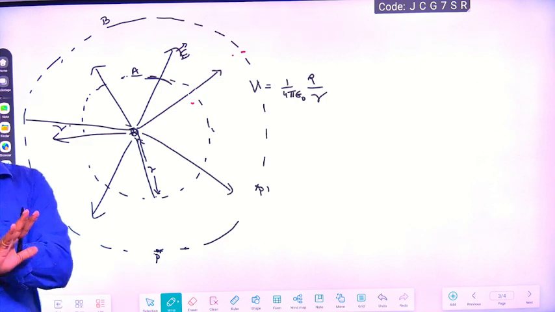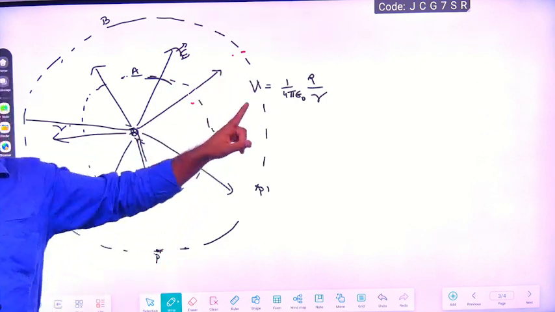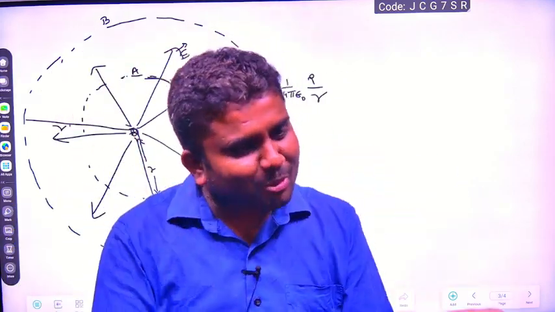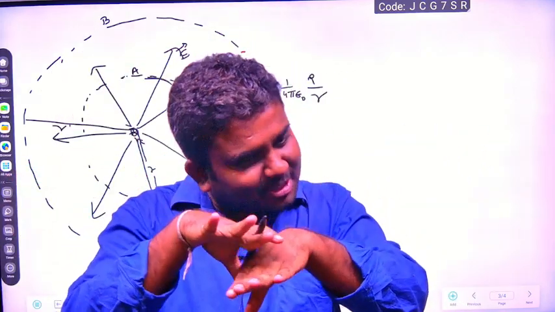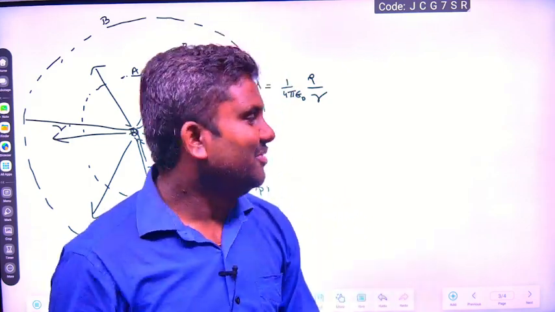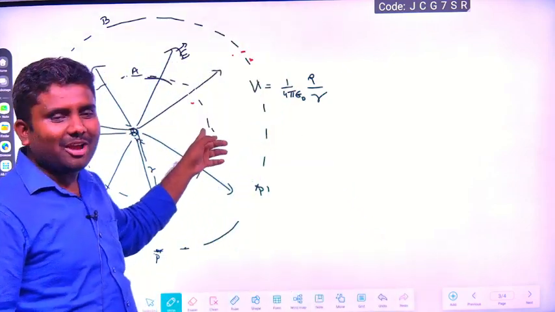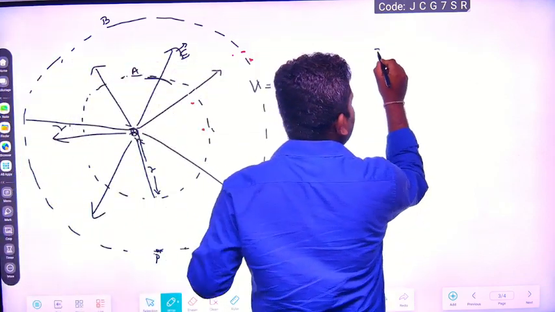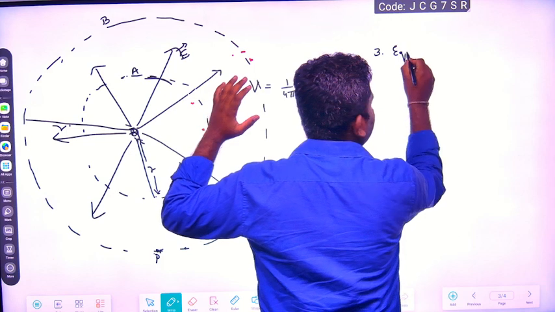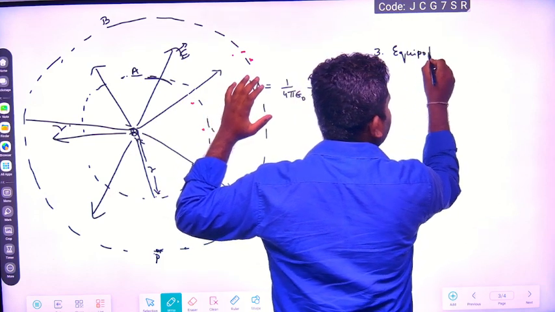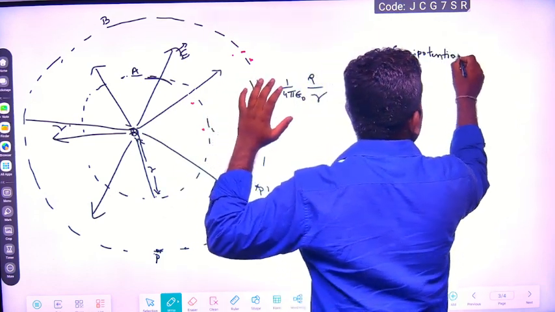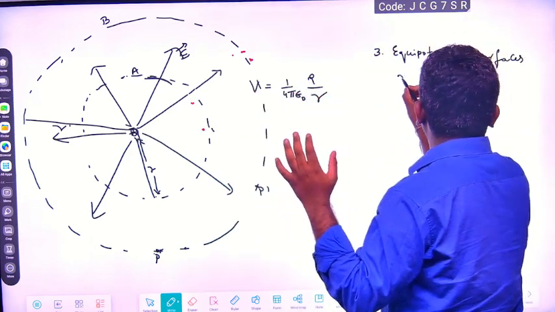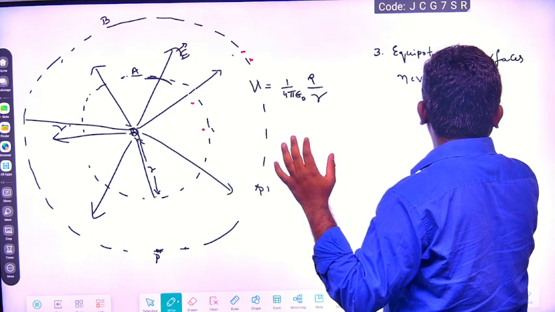Equipotential surfaces never intersect each other. If they intersect, what will happen? It's not possible. Equipotential surface means the same potential should be there. If two different potentials, is it possible to intersect? Not possible, they will have different potentials. Understood? So that is the third point you write. Equipotential surfaces never intersect each other.